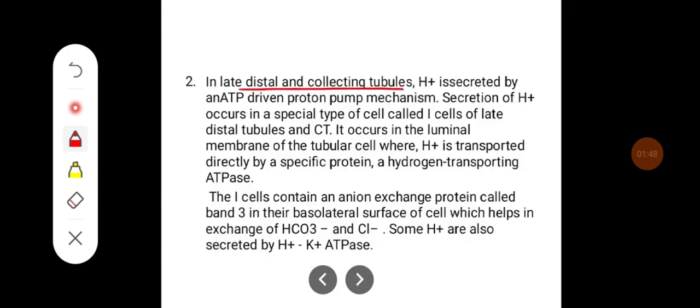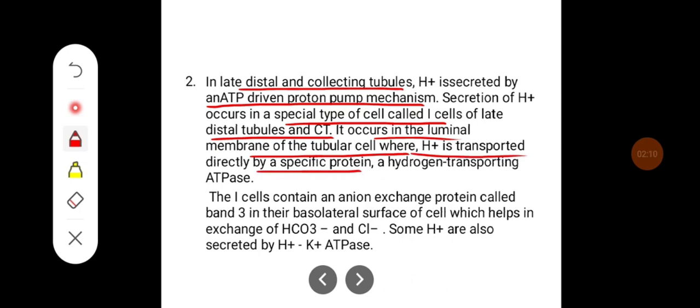In the late distal tubules and collecting ducts, H+ ion is secreted by an ATP-driven proton pump mechanism. Secretion of H+ ion occurs in a special type of cell called the I cell of the late distal tubules and collecting duct. It occurs in the luminal membrane of the tubular cell, where H+ ion is transported directly by a specific protein, a hydrogen-transporting ATPase. The I cells contain an anion exchange protein called band 3 in their basolateral surface, which helps in exchange of bicarbonate and chloride.